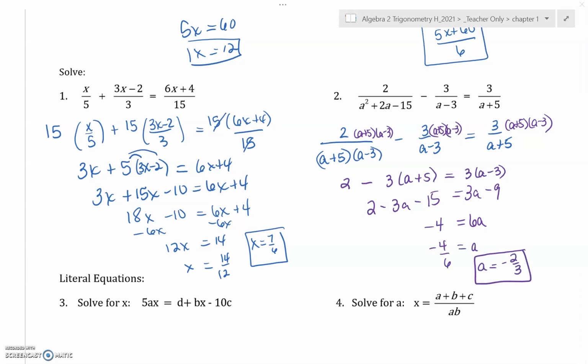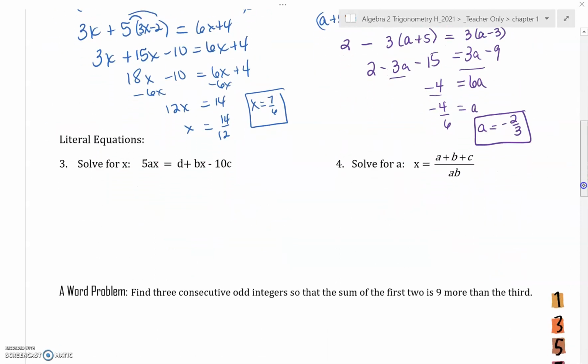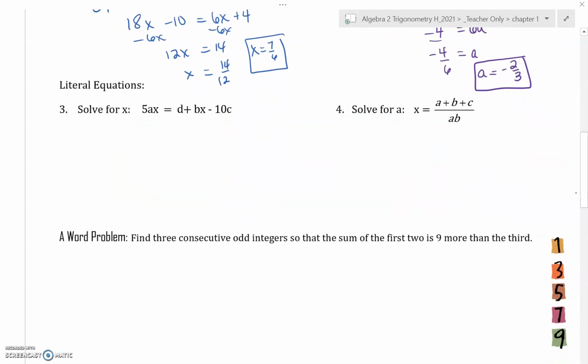Okay, hopefully you have an answer of negative 2/3 because we added 3a to both sides of the equation. And we can do 2 minus 15, which is negative 13, and then add 9 and get negative 4, and then you divide. Let's go ahead and go to the next section. We're going to talk about literal equations. Now, these are called literal equations because we have other letters in there. So what we're going to do is solve for the indicated variable.